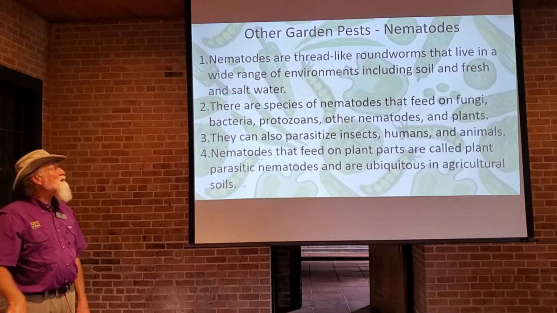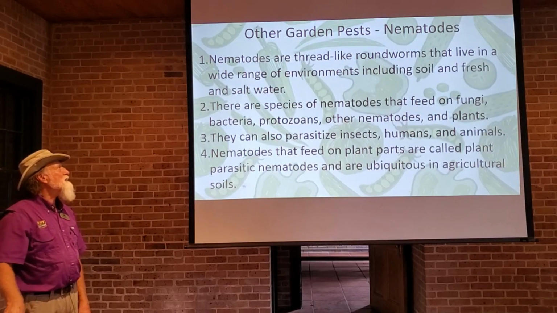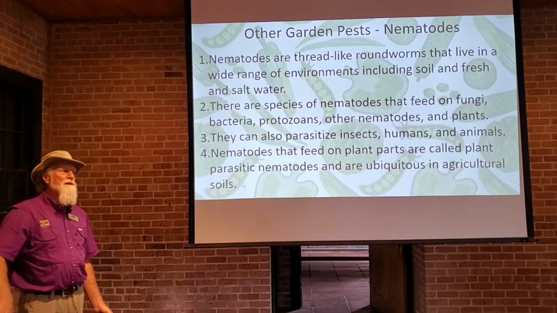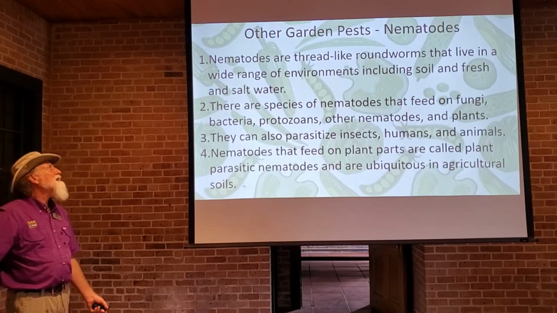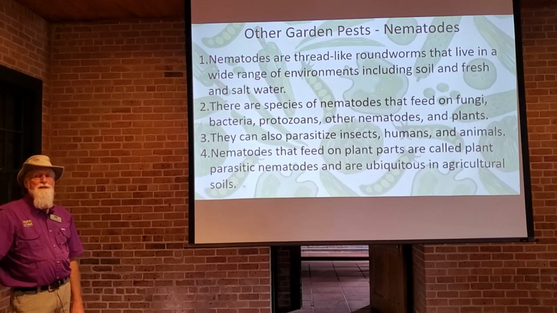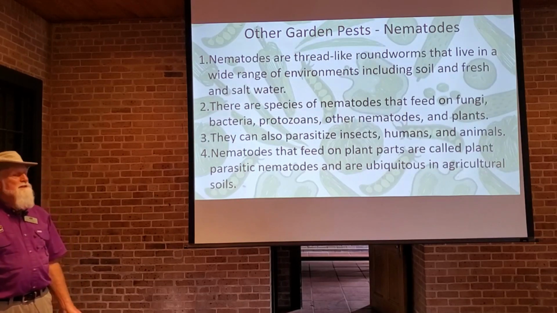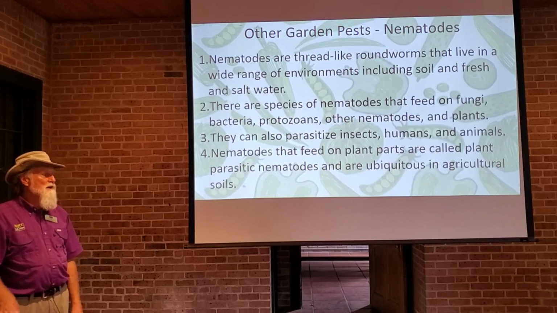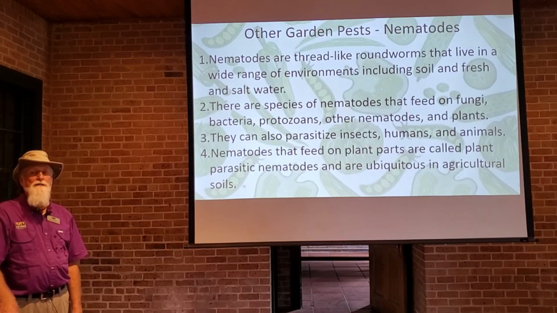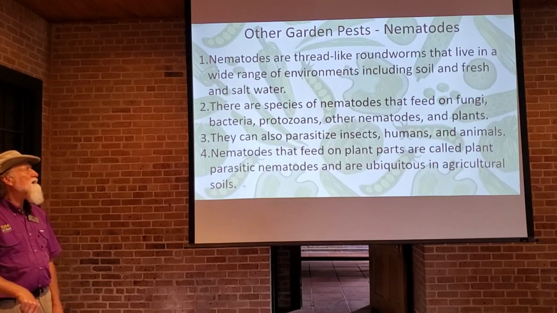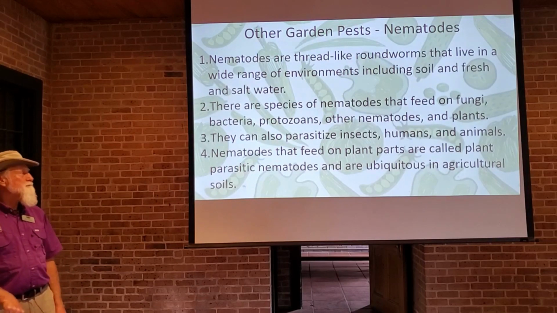I think the final category that we have of garden pests are the nematodes. The nematodes, they're thread-like worms. They live in a wide range of environments. They need moisture, but they'll be in soil, in fresh water, in salt water. Just about anywhere that they can have a moist environment, you're going to find nematodes.